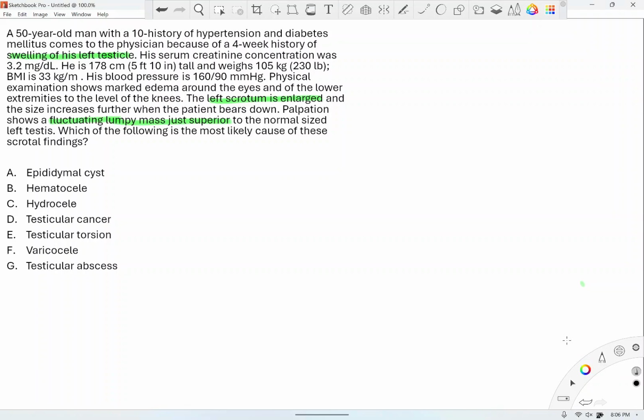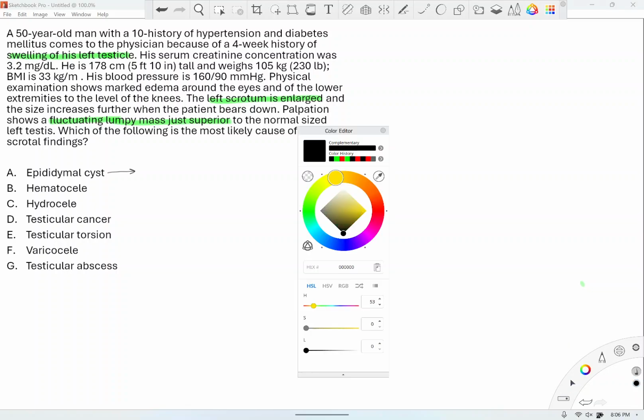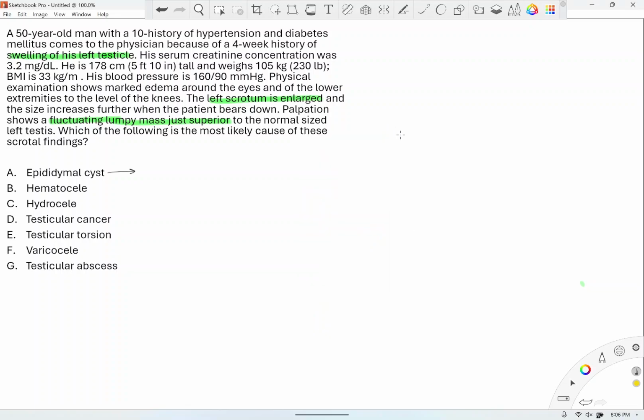Epididymal cyst will be above the testes, which is true, but it's a cyst. The cyst is fluctuating, and it can transilluminate, but it wouldn't be associated with hypertension and creatinine levels. So this question is talking about some creatinine issues. So that means there's some problem with the kidneys as well.